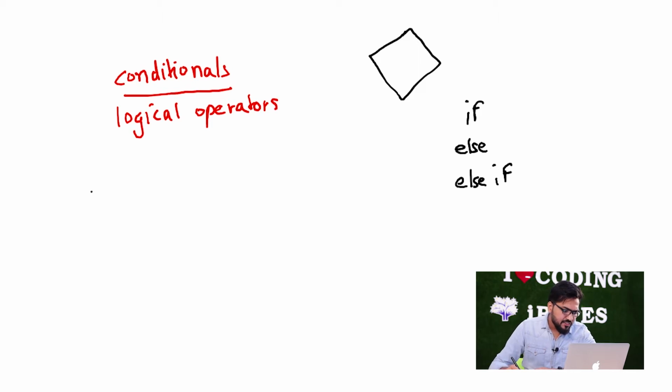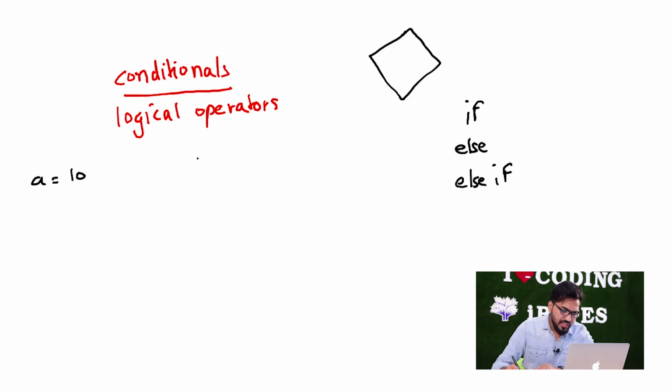So let's say I am given a number, a is equal to 10. If I want to print greater than 5 if it is greater than 5, and less than 5 if it is less than 5, this is what I want to do. If it is greater than 5, I want to print it is greater than 5. If it is less than 5, I want to print that the number is less than 5. So I can use this if and else.